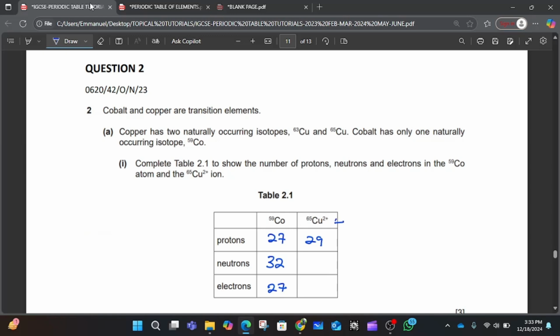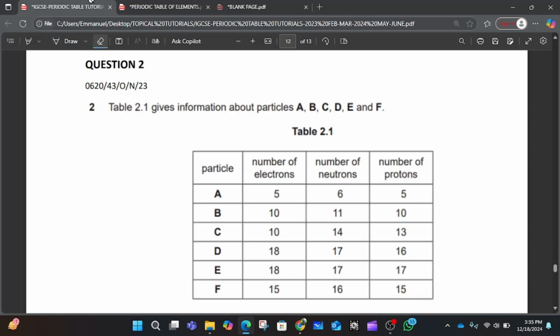For the number of neutrons of copper, if you subtract the proton number from the mass number, that is 65 minus 29, we get 36. For the number of electrons, the +2 charge on copper means it has lost 2 electrons. And so initially the number of electrons was 29 when it was a neutral atom. So if it has lost 2 electrons to form an ion, it means that the number of electrons now is 27.